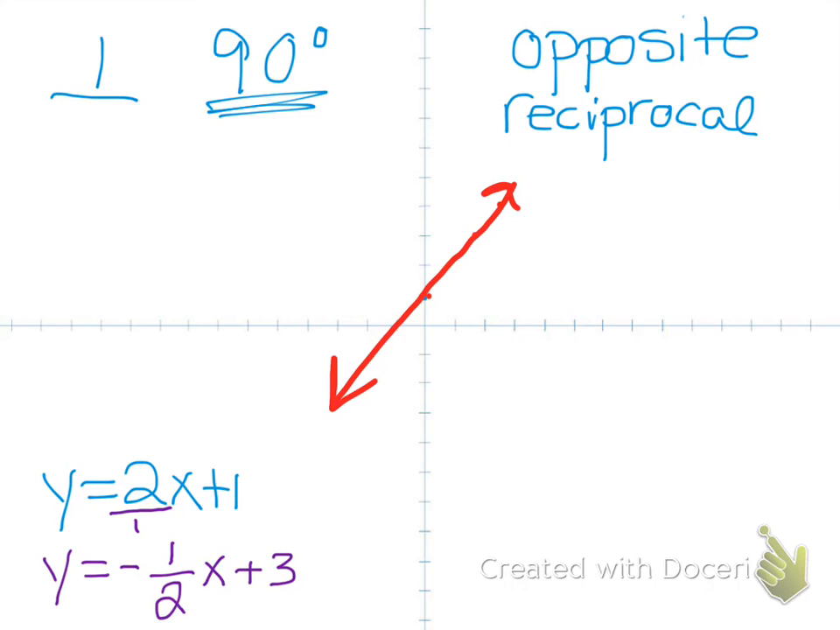So if I go up 3, so my y-intercept is 3, and I go down 1, right 2, down 1, right 2, and this is that line, then when they form this angle right here, it forms a 90-degree angle. And that little square box represents a 90-degree angle.